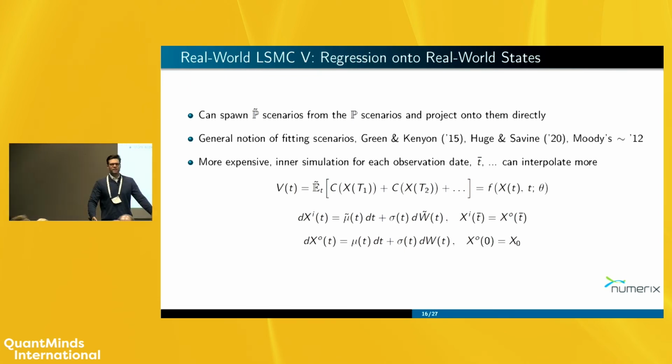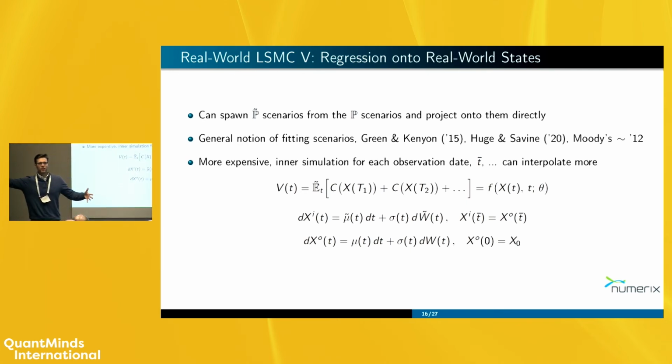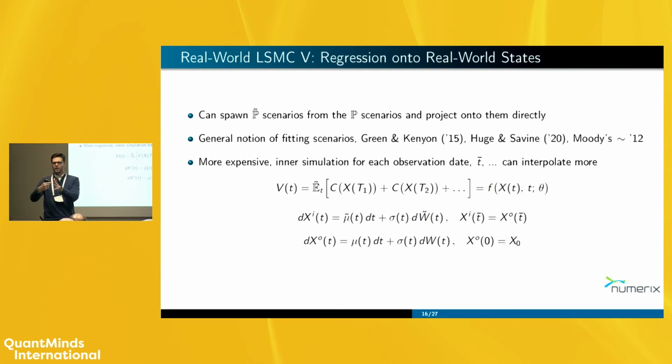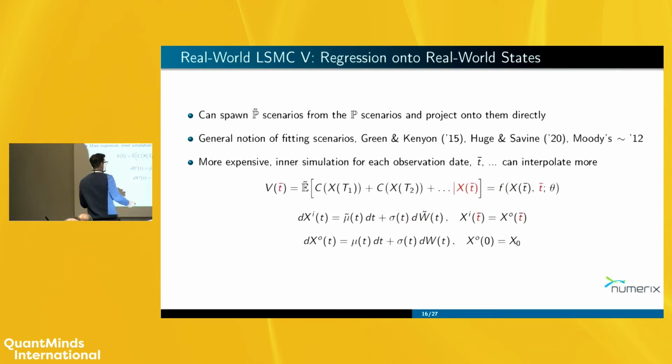Now what you can do is you can just say, hey, I'm going to generate my risk scenarios, my physical measure scenarios, and then from each of those, I'm just going to spawn one pricing measure path, just like we do in least squares Monte Carlo, and then I'm just going to project them back directly. So let's just look at what that might look like.